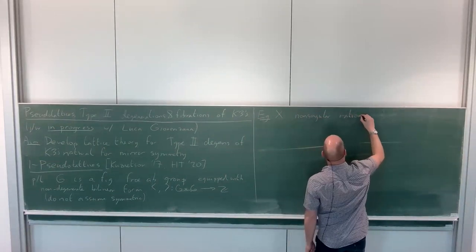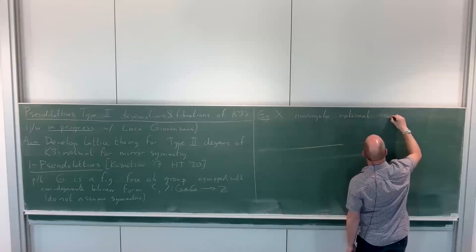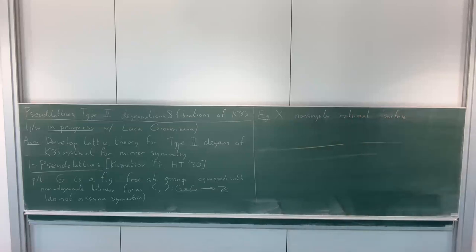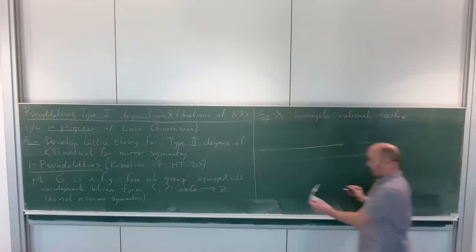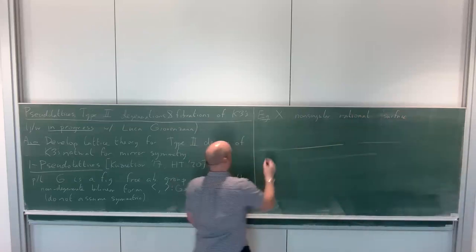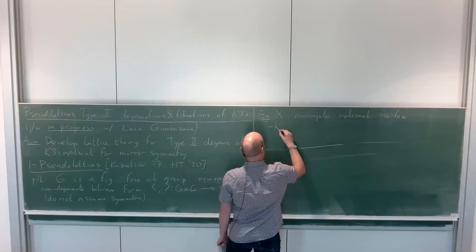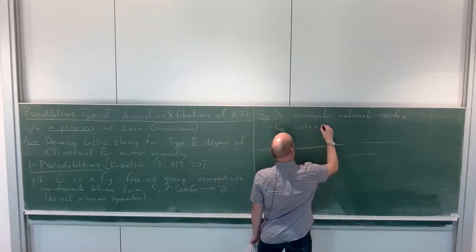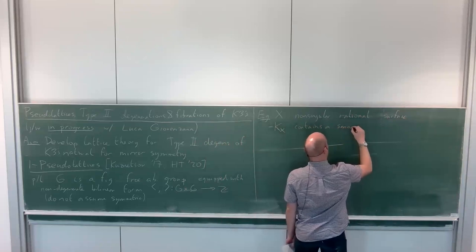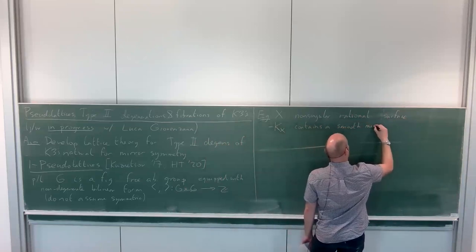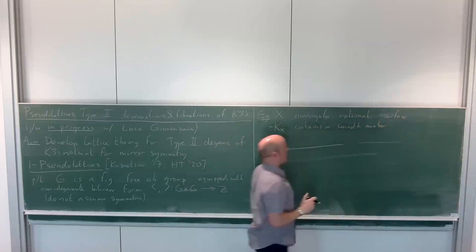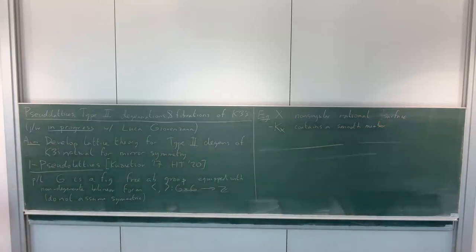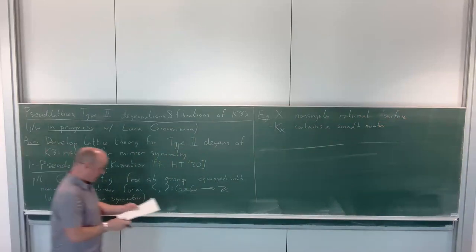Let's say that X is a non-singular rational surface. I only work over C. I'm not smart enough to do other fields. So X is a non-singular rational surface. I'm going to assume that the anti-canonical linear system of X contains a smooth member. So this contains all of the Del Pezzo surfaces, but it's also much bigger. I don't assume any positivity. I just assume that there's some smoothness.